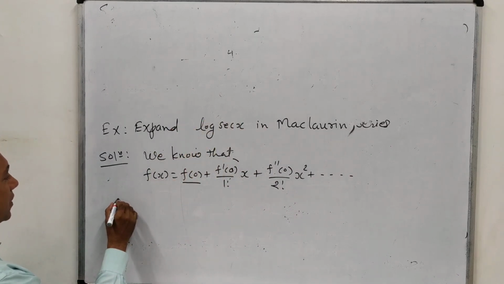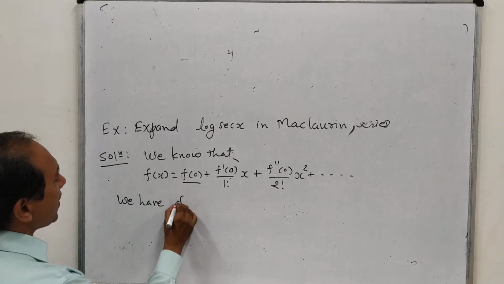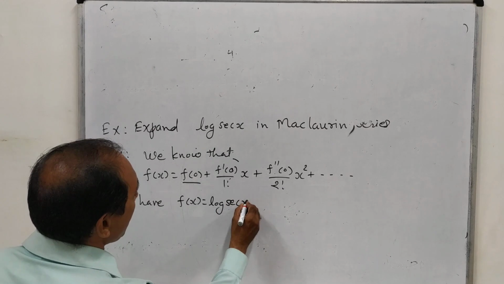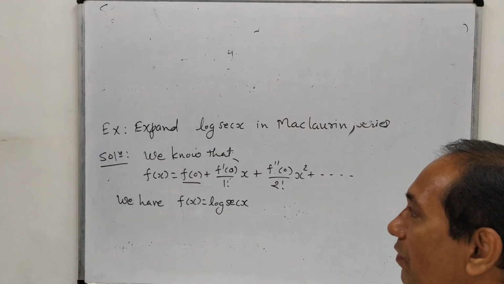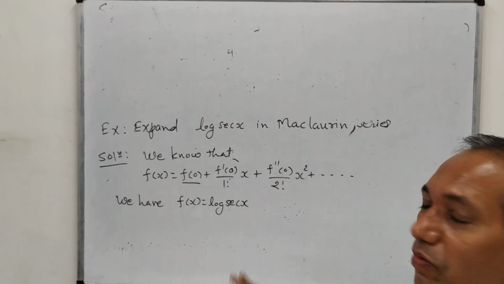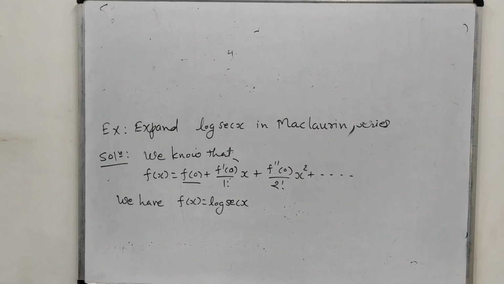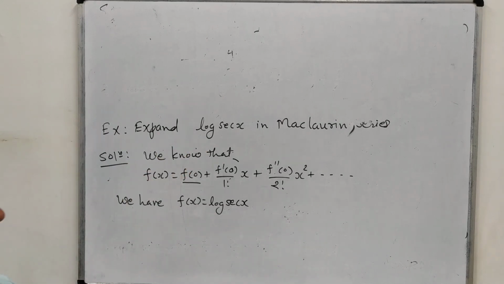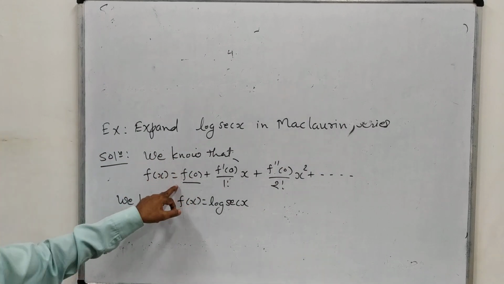What is given? We have f of x equal to log of sec x. So in every problem you don't need to get confused. You can get at least 1 or 2 marks very easily, because even if you don't know anything, you try to write down something relevant to the problem. Here what is relevant to the problem? You know the Maclaurin series, so I have written this one.